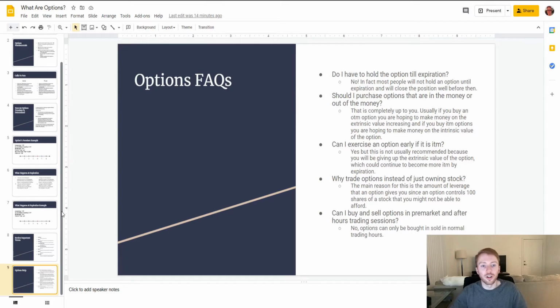Next, we'll go over some options FAQs. So, do I have to hold the option until expiration? You absolutely do not have to, and I would say probably 99% of option traders do not hold until expiration.